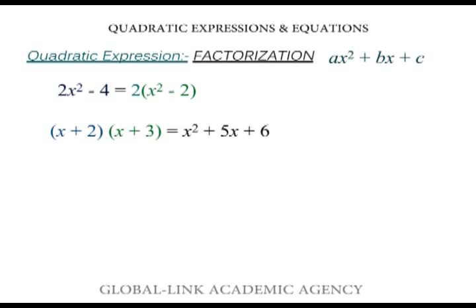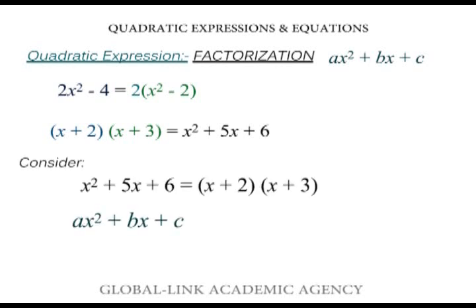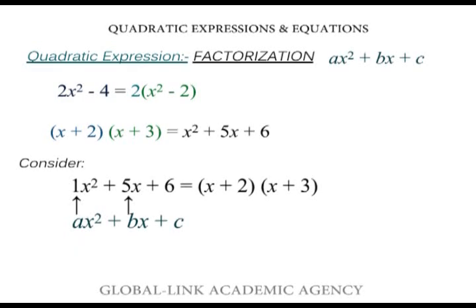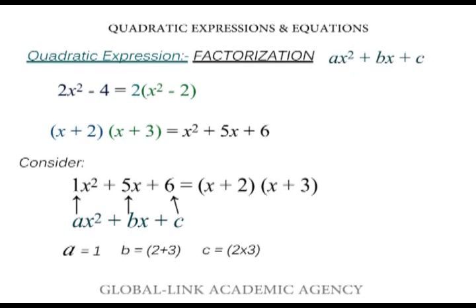Having the quadratic expression, we can find its factors. For the expression x squared + 5x + 6 equal to (x + 2)(x + 3), note the following. 1. Coefficient of x squared is 1. 2. Coefficient of x is 5, that is 2 + 3. The constant term is 6, that is 2 times 3.